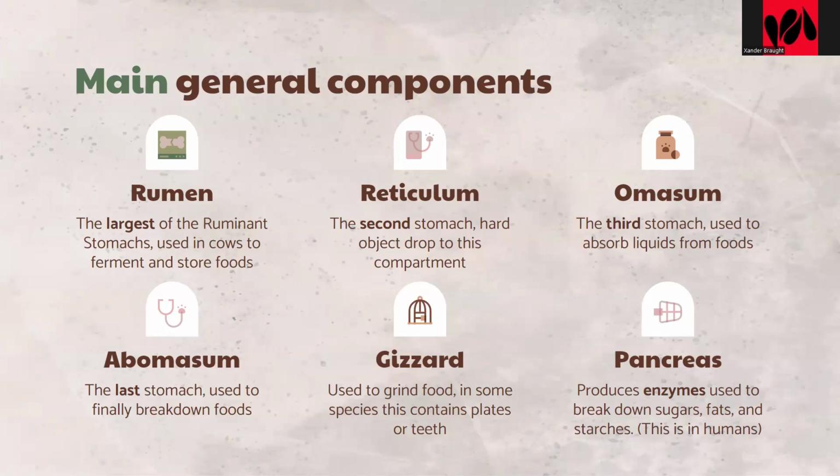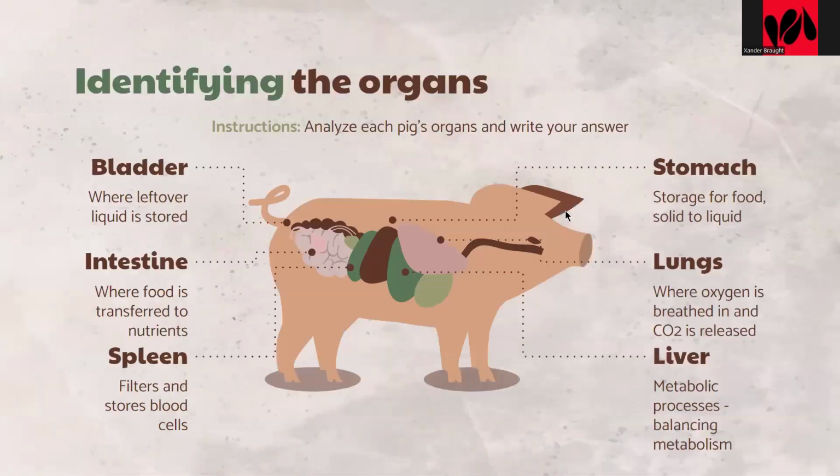Main general components of the digestive system. These are pretty useful as well. This is mostly for cows, as cows have the first four. But just knowing these or what organs are and what they do, it's pretty important.